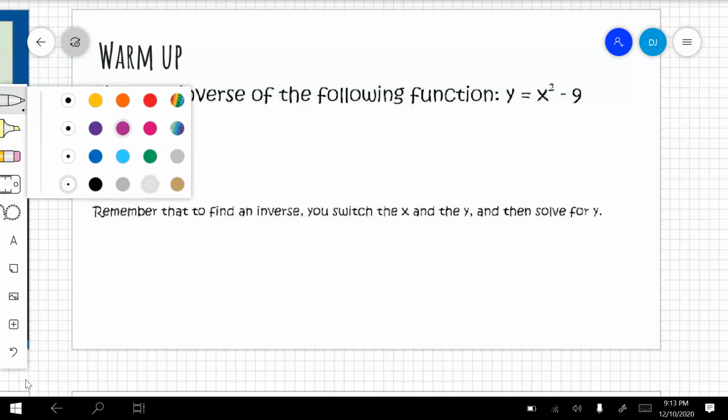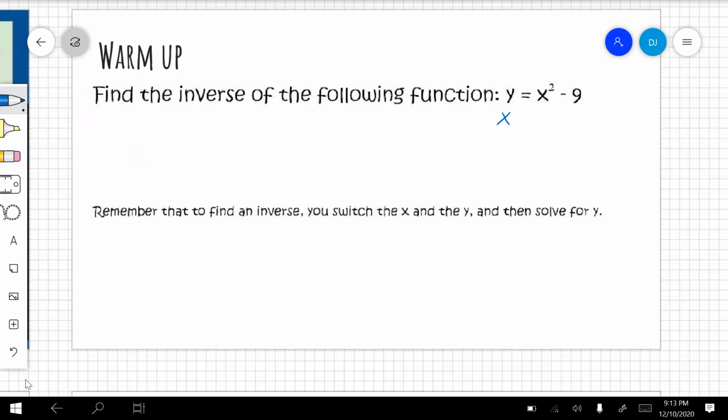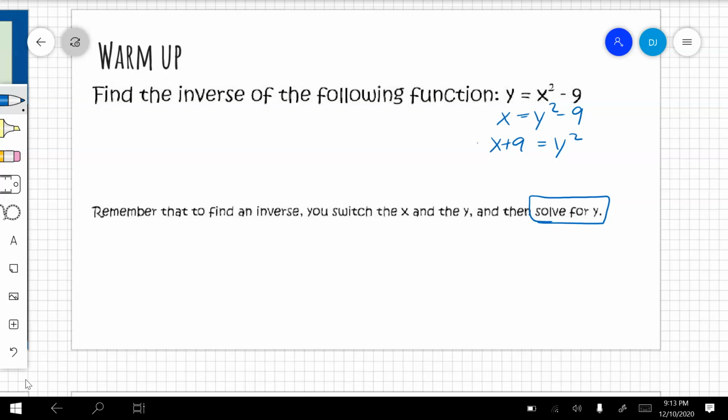So when we're working on this one, the first step is we are going to go ahead and switch x and y. And the next step is we're going to go ahead and solve for y. So if we're solving for y, I need to get the 9 to the other side by adding it. And because I have y squared, I want to get y all by itself. So to undo a square, we're going to square root both sides.